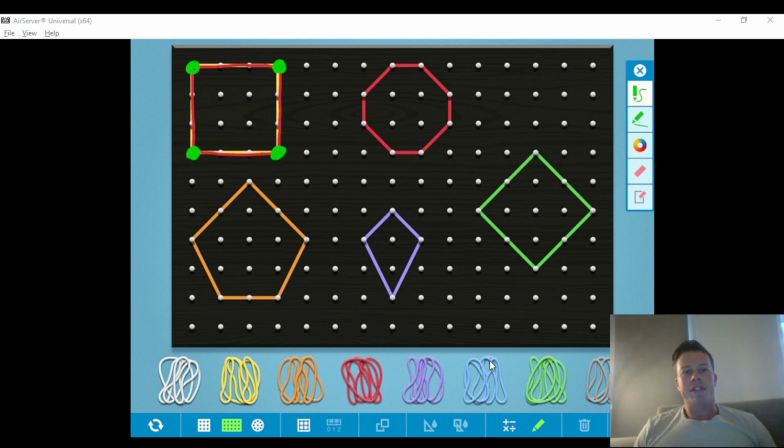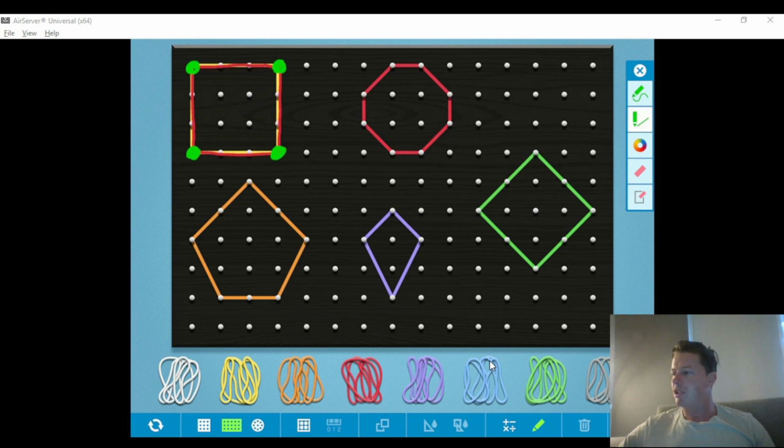The third way we describe two-dimensional shapes is the type of lines that we've used to create that shape. So if we look at something like a square, then we're going to have to use a straight line. So when we describe a square, we would say it has four sides, it has four corners, and it uses straight lines.